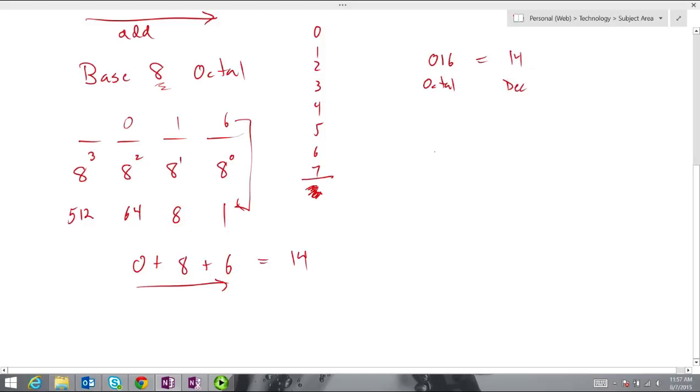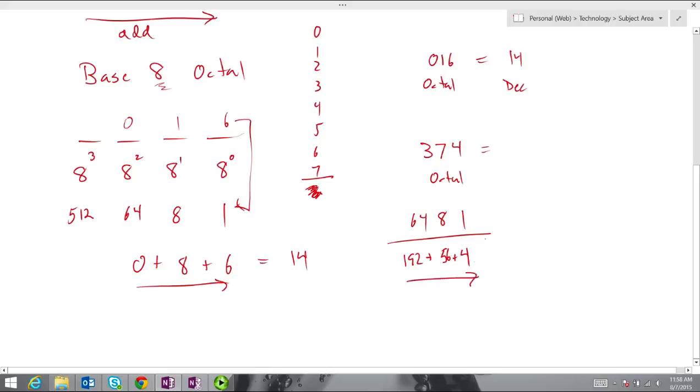Let's try another one. Let's try 374. 374 octal. Okay, so again, I am going to write in my numbers here. So the first place is the ones place, the second place is the eighths place, and the third place is the 64th place. So I'm going to take 4 times 1, multiplying downward, 4. 7 times 8 is 56 plus, and 3 times 64 is what, 192. Hopefully I did that math right in my head.